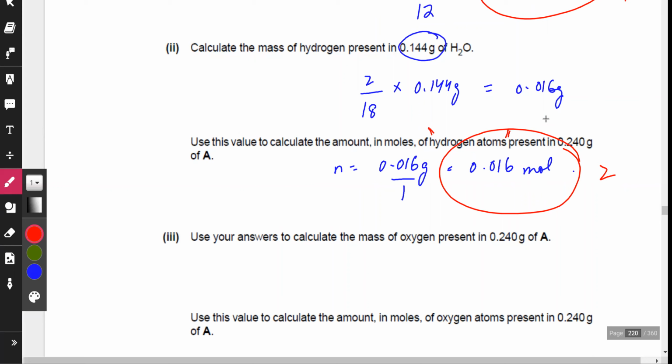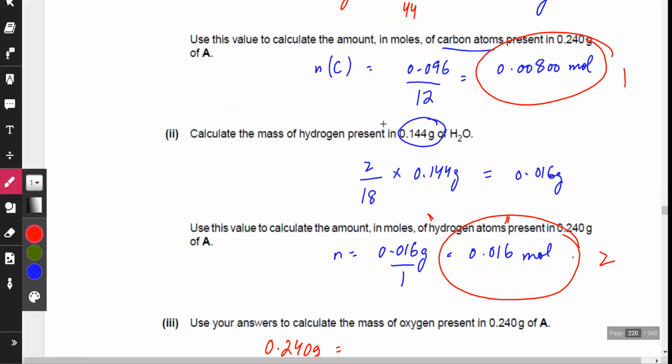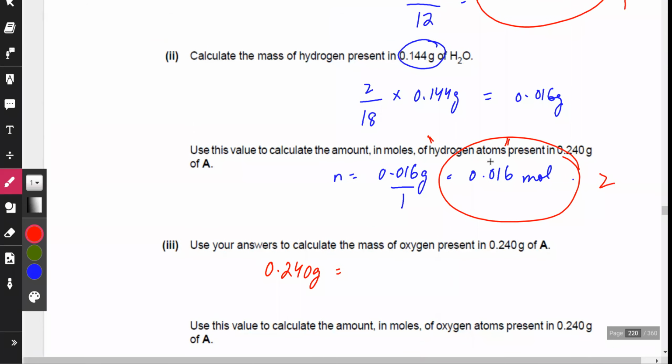So now he's saying use your answers to calculate the mass of oxygen. Okay, now we have to calculate the mass of oxygen. So A is 0.240 grams. What was the mass of carbon that you had? The mass of carbon was over here, it was 0.096 grams. What was the mass of hydrogen? That was also 0.016 grams, right? So this was carbon, this was hydrogen. So what is X, the unknown? Can you solve this?